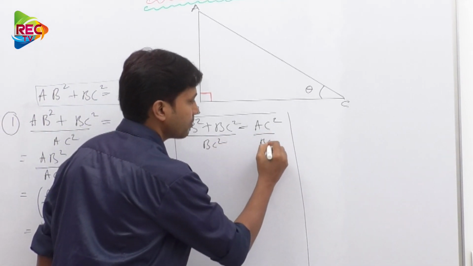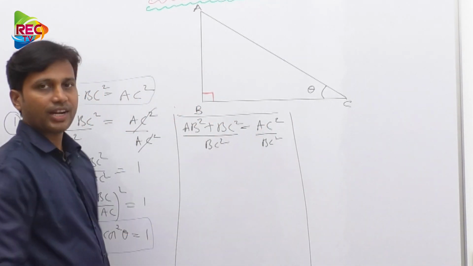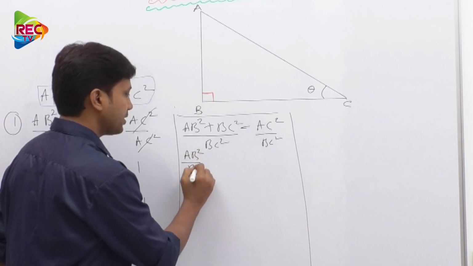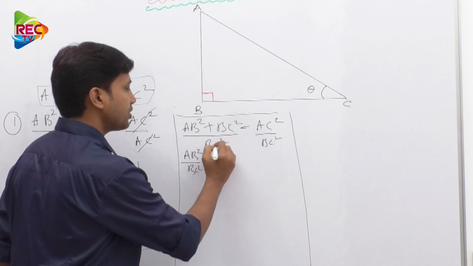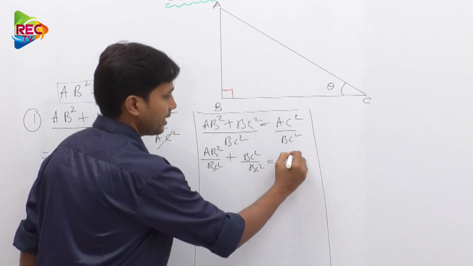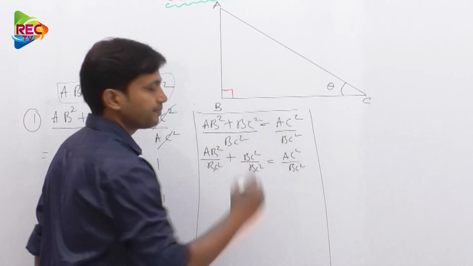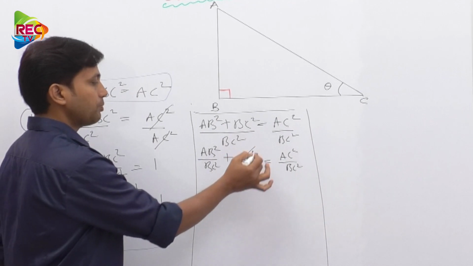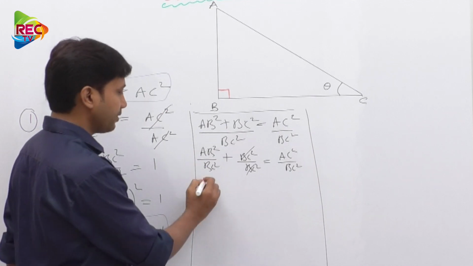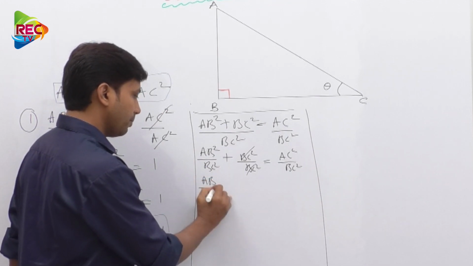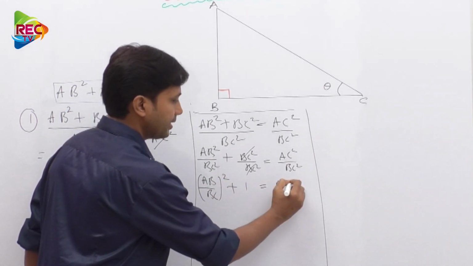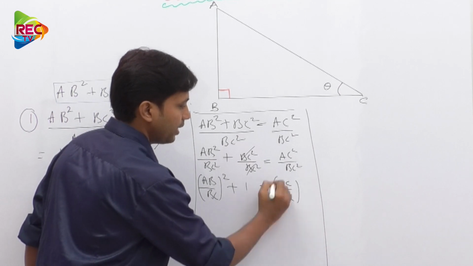Okay, here also BC square. Now let us separate the fractions over there. So what happens? AB square by BC square plus BC square by BC square, which is going to be obviously 1. Now this is AC square by BC square. Anyhow this relation would be 1, and here AB square by BC square, as you know, you can write this as AB by BC whole square, plus 1, and this is equal to AC by BC whole square.